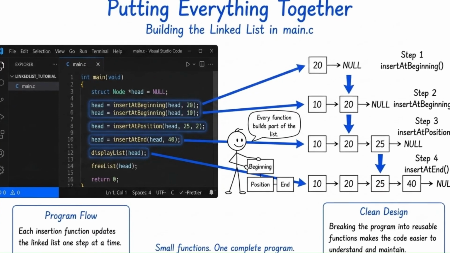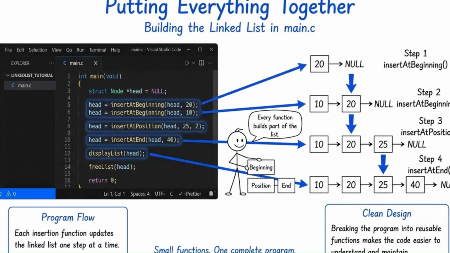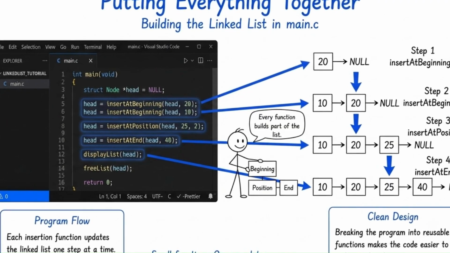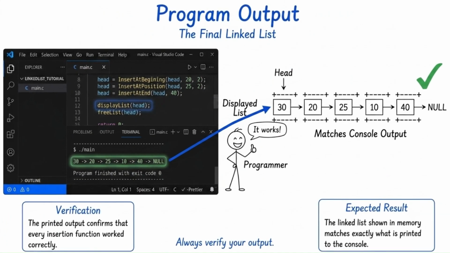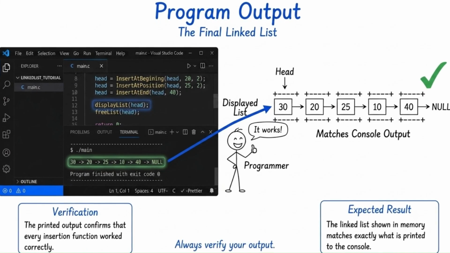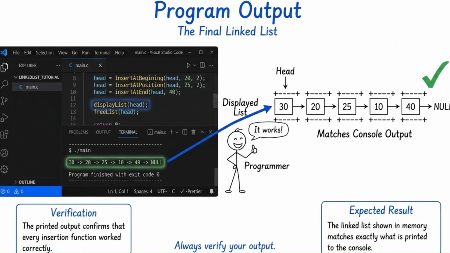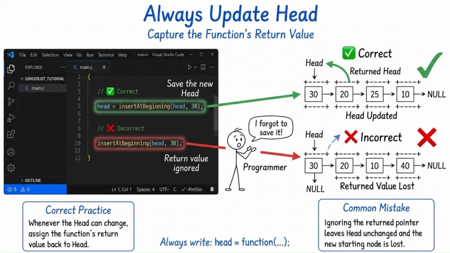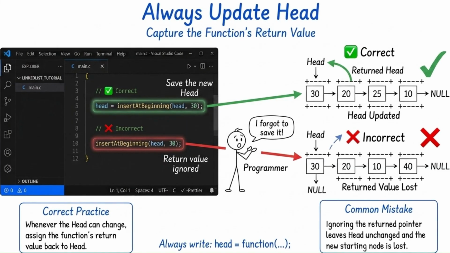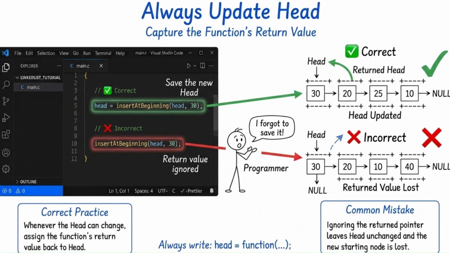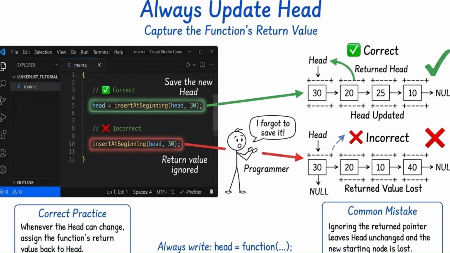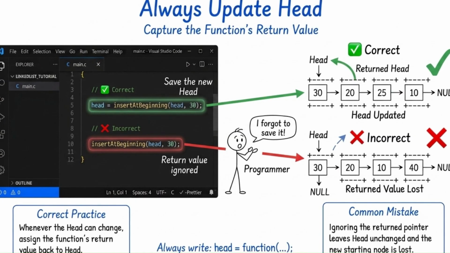Looking at the complete main.c synthesis, this clean structure allows us to dynamically build out the list by calling our various insert functions. And looking at the console output, it proves it's working flawlessly, dynamically building out the sequence 30 to 20 to 25 to 10 to 40 to null. But please notice the critical detail here. You must assign the return value back to the head variable. If you just casually call the function without updating head, the new starting point gets calculated inside the function and then is immediately thrown away, meaning your list will remain completely empty.